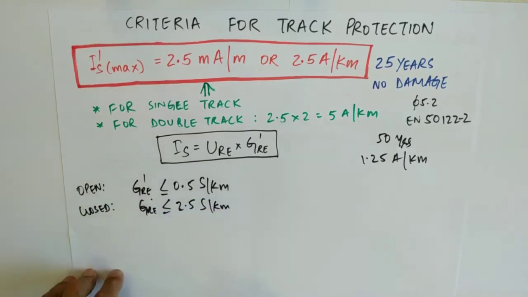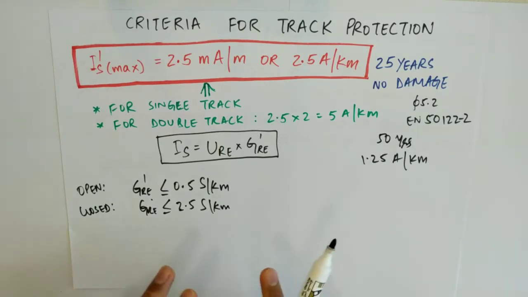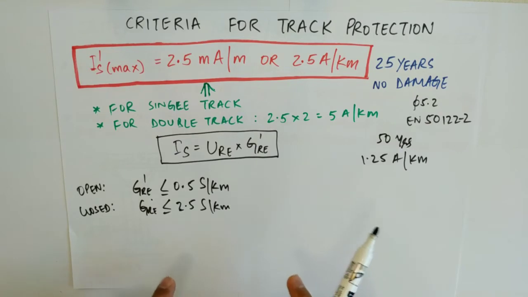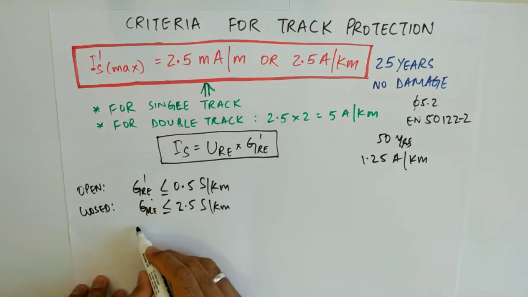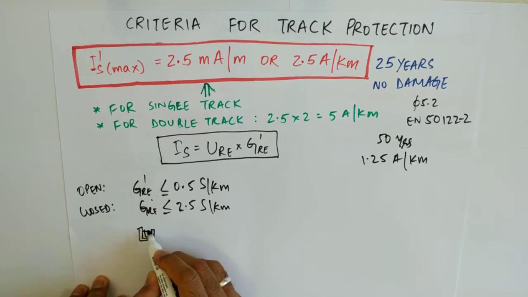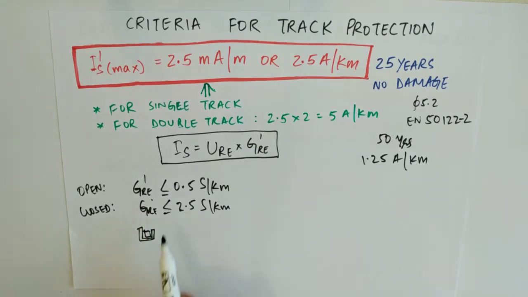Now open formation is where the running rails are kept on viaduct, they are open and exposed. Closed formation is generally in the tram system, where the running rails are embedded inside an insulation cushion. So generally what we do, we design for this value. Normally the designers go with this value itself, that is 0.5 Siemens per kilometer.